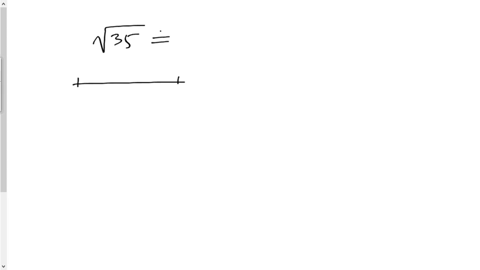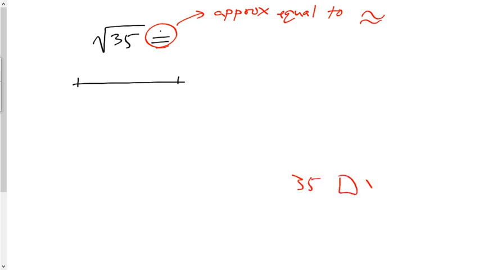The first question asks us to estimate the square root of 35. Now, this symbol means approximately equal to. All you have to do is draw an equal sign with a dot above it. Or if you wanted to, you can use those two wavy things as well. They can be the same thing. Because 35 is not a perfect square, meaning what number multiplied by itself gives you 35, there is no actual number that will multiply to give you 35. There's ones that are close.